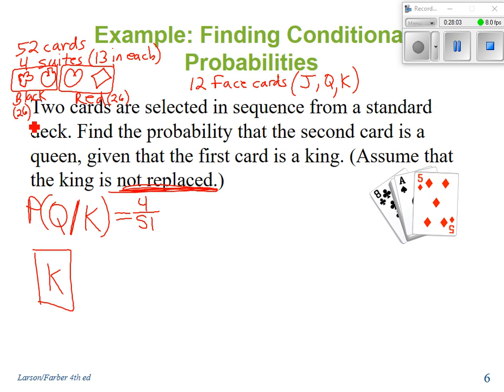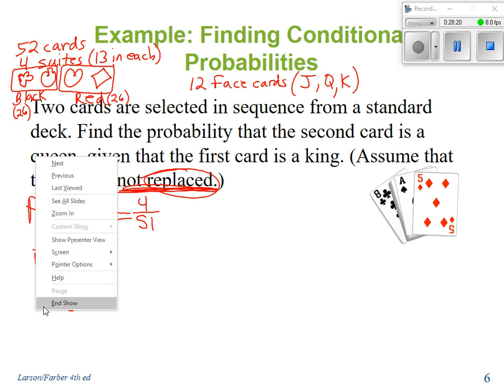Hopefully, you know all that. Again, going back to this, it's dependent, because we kept the king out. What if we replaced the king? It'd be 4 out of 52, and the first event wouldn't affect the second event. So they'd be independent.